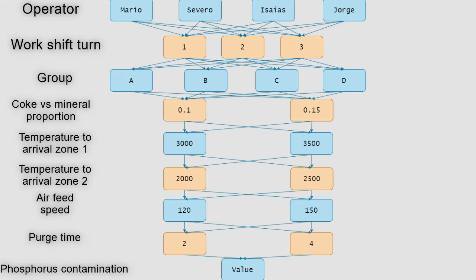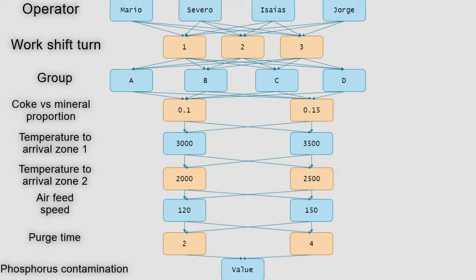For example, there are 4 operators, there are 3 work shift turns, there are 4 groups, there are 2 portions of coke mineral, 2 temperatures of arrival to zone 1 and 2 temperatures of arrival to zone 2, 2 air feed speeds, and 2 different blast furnace purge times. So the way to obtain the number of the phosphorus contamination depends on all of those variables. They are related in that way.